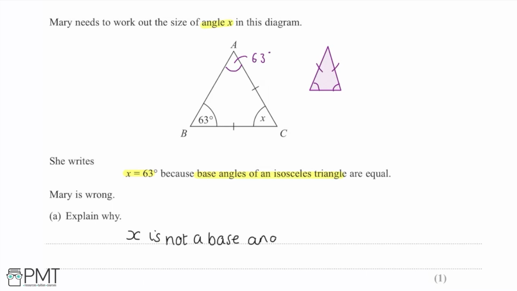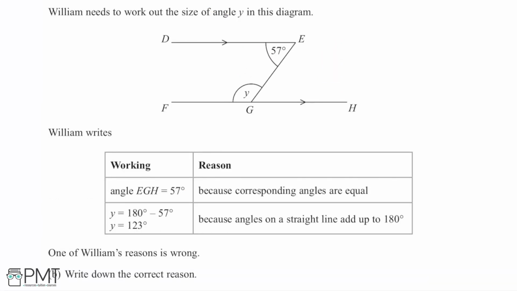Alternatively here, we could have gotten the mark for working out what X would be. So if angles in a triangle sum to 180, we can subtract 63 and subtract 63 again, so both of the base angles, to leave us with X, which is going to be equal to 54 degrees, and we could have stated that to get the mark here.